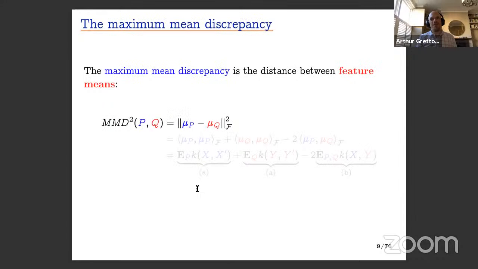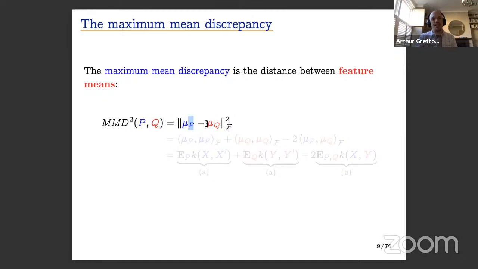All right, so given that we are representing our probabilities by vectors of expected features, then what is a natural way to compare these vectors of expected features? Well, I can just take the difference between them. And if this difference is 0, then it seems likely that P and Q are the same.